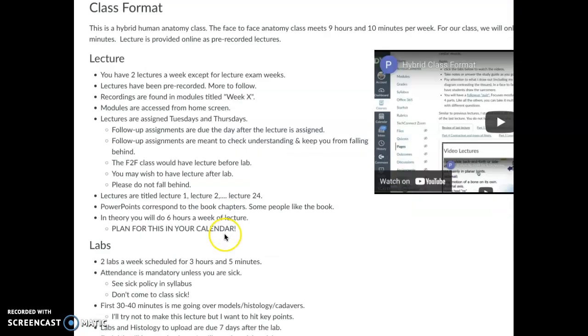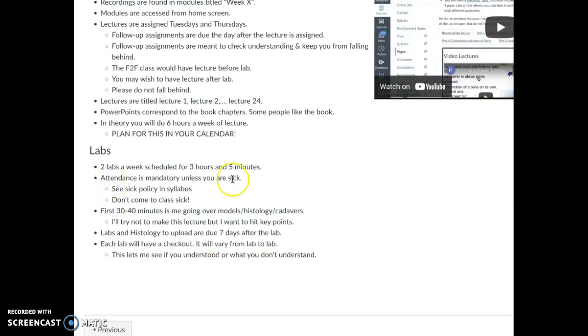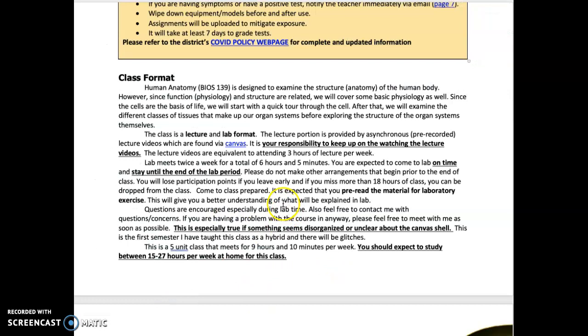Lab is a face-to-face lab. We have 2 labs for 3 hours and 5 minutes. Don't come to class if you're sick. I go over things the first 40 minutes. I try to see what you have questions on. They are due that night at midnight. So, you're expected to stay. Please read the material ahead of time.